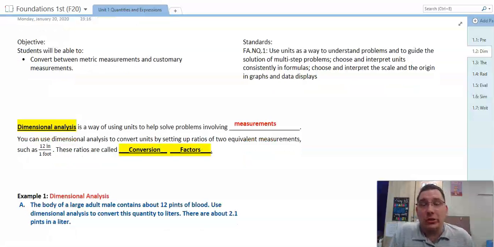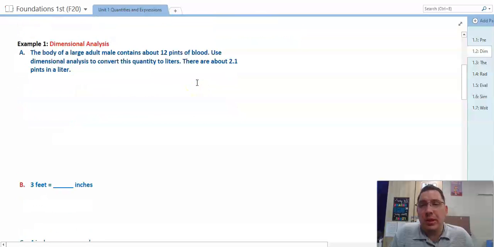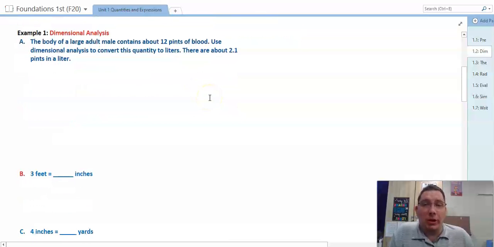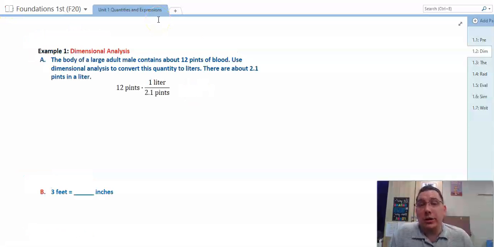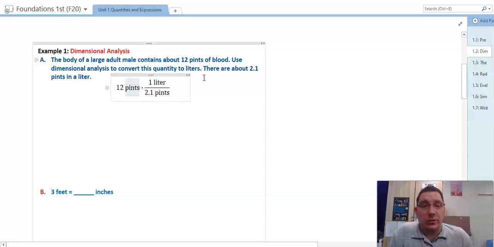So with that information and the chart that we've worked on, either you did it as your homework or we've done it in class, you're going to be looking at problems to use these conversion factors to convert units from one measure to another. So let's look at example 1. In example 1, the body of a large adult male contains about 12 pints of blood. Using dimensional analysis, we want to convert this to liters. And we're given that there are about 2.1 pints in each liter. So let's see how we set up this problem. Our initial value is the 12 pints that we see here. And then we take our conversion factor, and it's 1 liter to 2.1 pints.